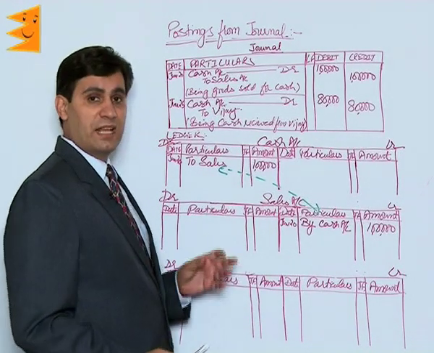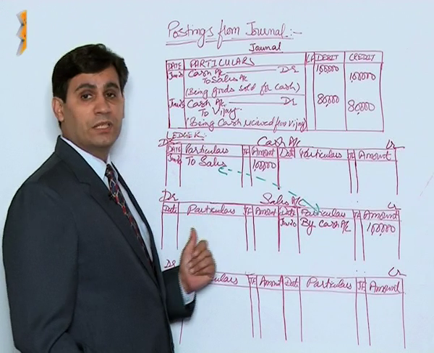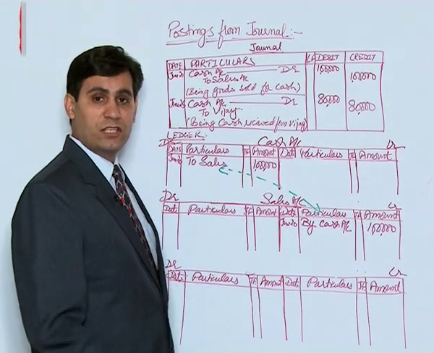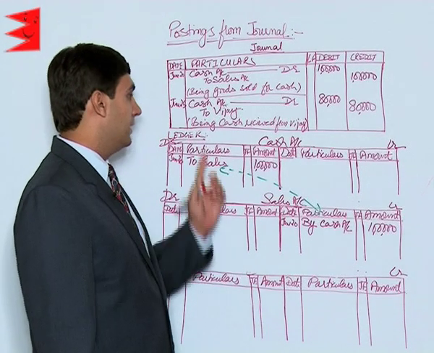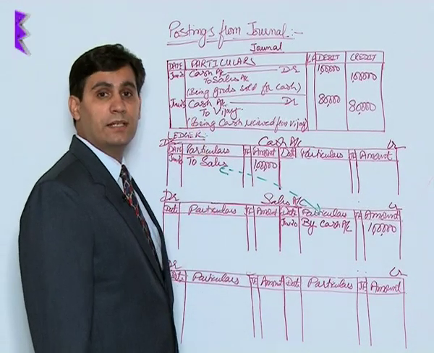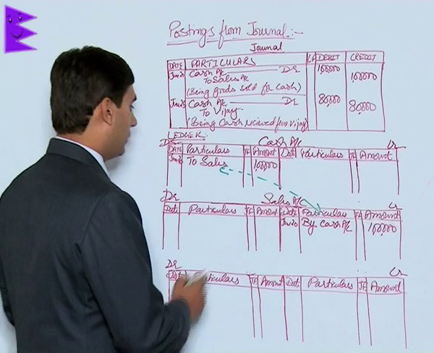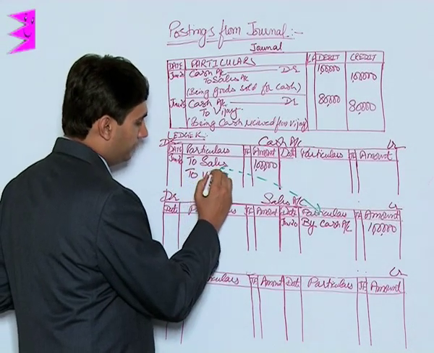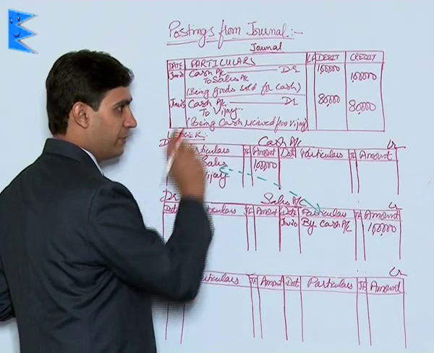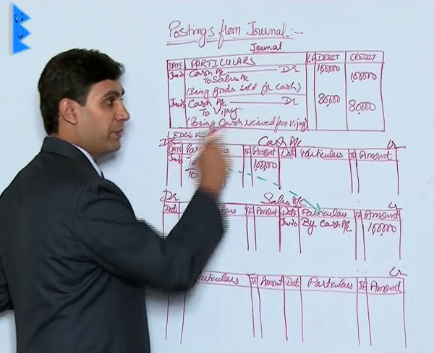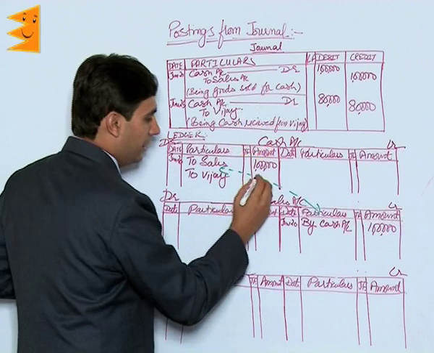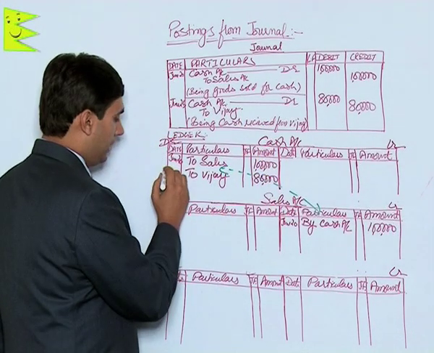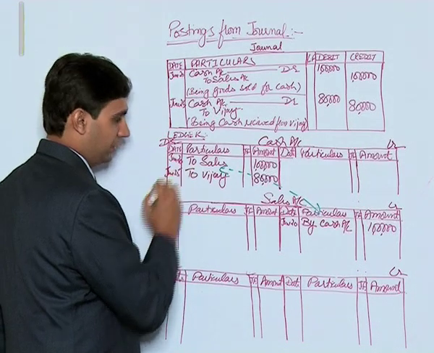Coming to the second transaction, the date is June 25th. Cash to Vijay. That means we have received cash from Vijay. In this entry, cash account is debited. So again, on the debit of cash account, we will write to Vijay. Since the cash account was debited, the entry would be made on the debit side of cash account to Vijay, 80,000 and date is June 25th.